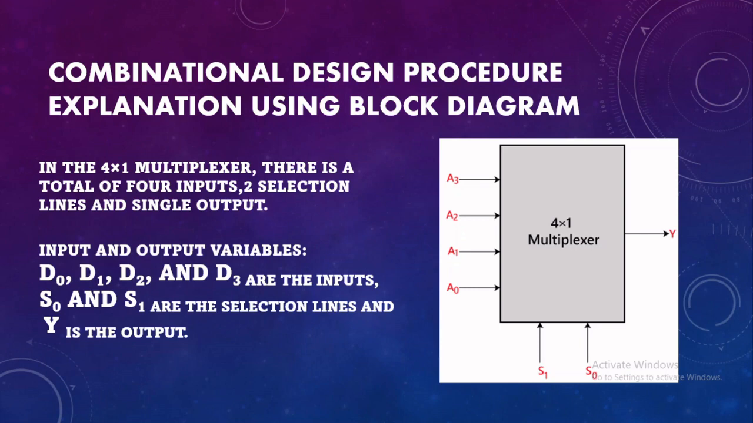This is the block diagram of the multiplexer. 4 cross 1 multiplexer is displayed here. So it includes 4 inputs, 2 selection lines and an output. So let us name those input variables as D0, D1, D2 and D3 and the selection lines be S0 and S1 and the output line is Y.